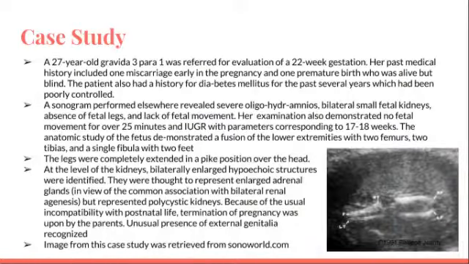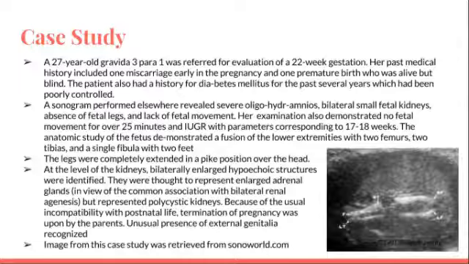Case study. A 27-year-old Gravida 3 Para 1 was referred for evaluation of a 22-week gestation. Her past medical history included one miscarriage early in the pregnancy and one premature birth who was alive but blind. The patient also had a history of diabetes for the past several years, which had been poorly controlled. A sonogram performed elsewhere revealed severe oligohydramnios, bilateral small fetal kidneys, absence of fetal legs, and lack of fetal movement.